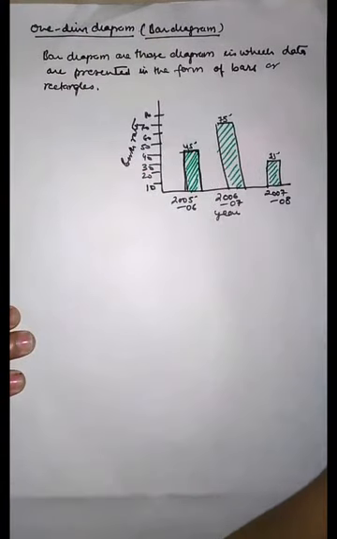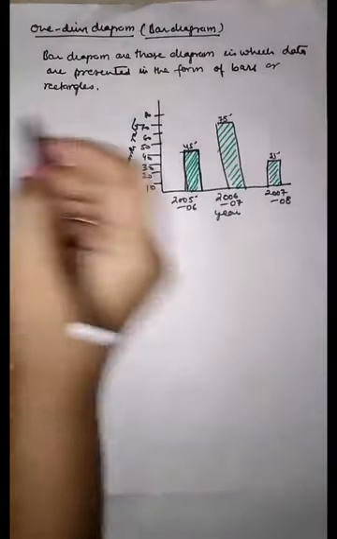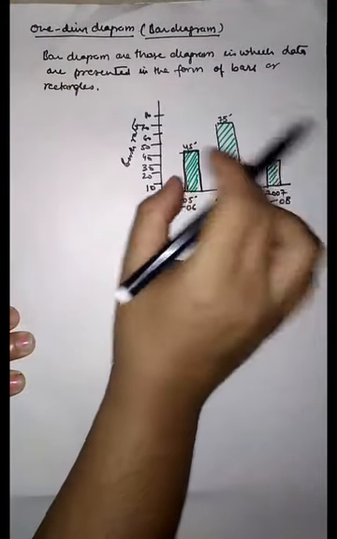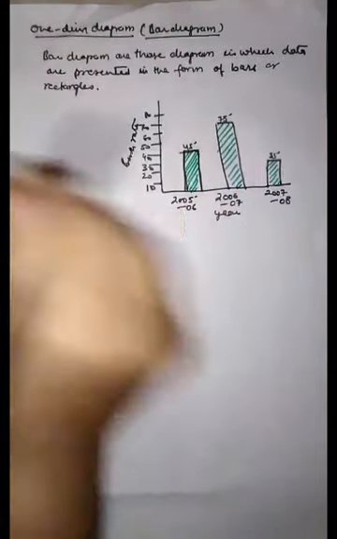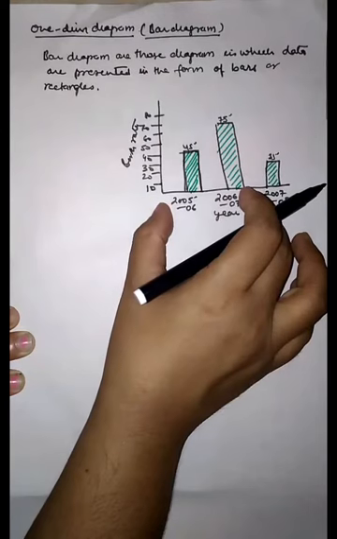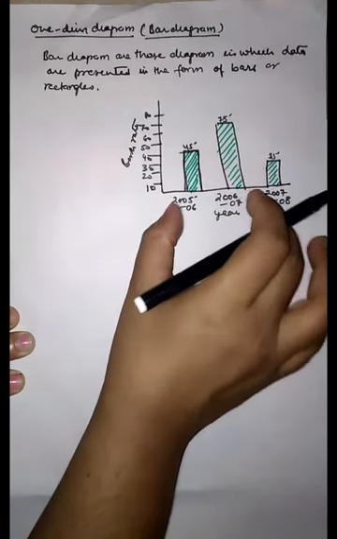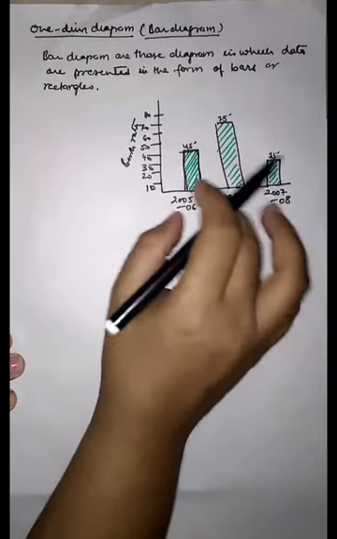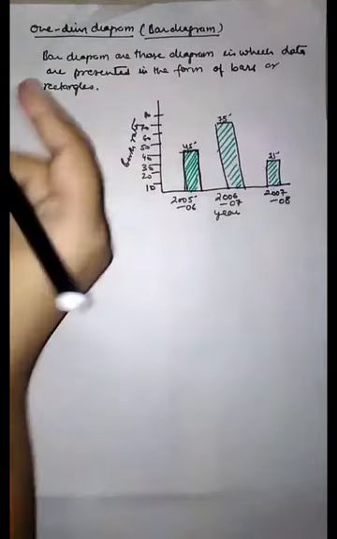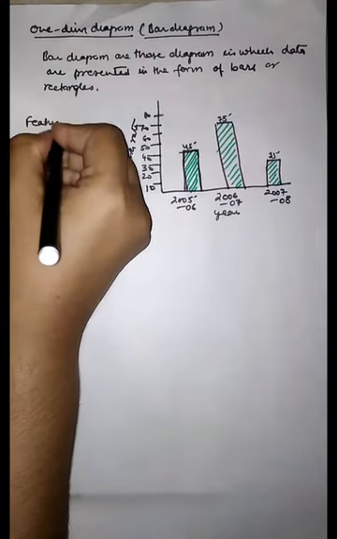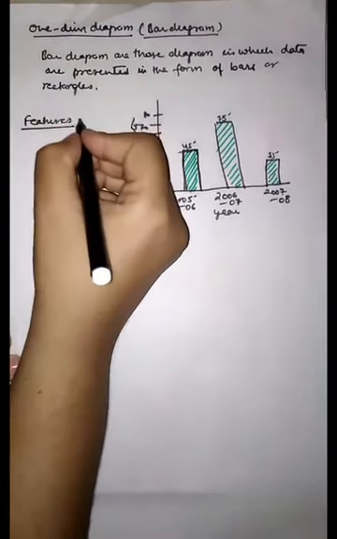Now, I'm using the bars for showing the birth rate. So this is the bar diagram. So what are the features of the bar diagram? You have to learn what are the features of this bar diagram. So write down the features of bar diagram.